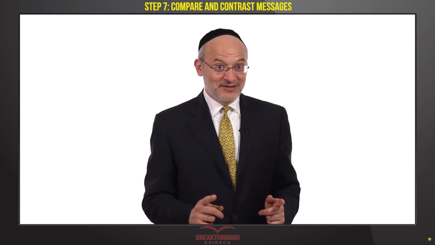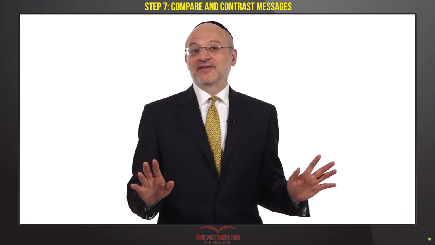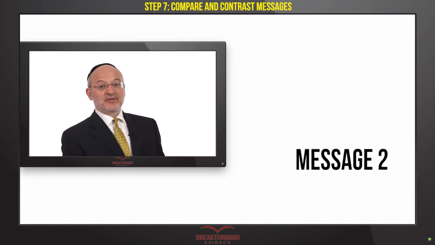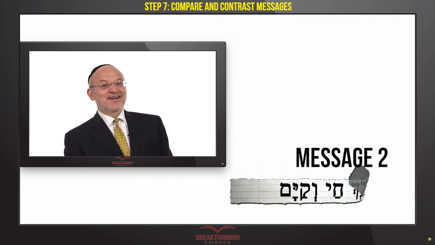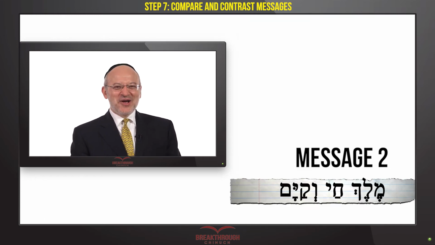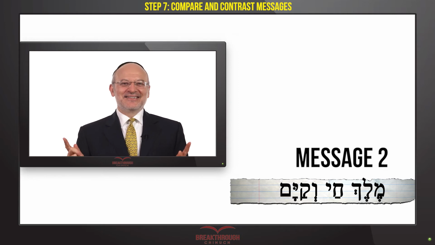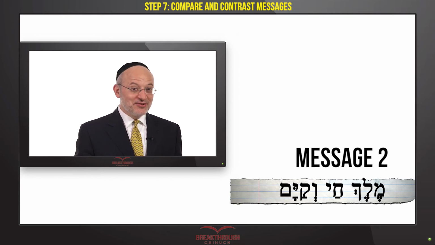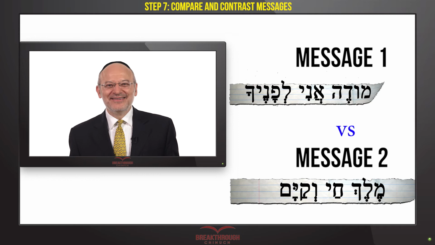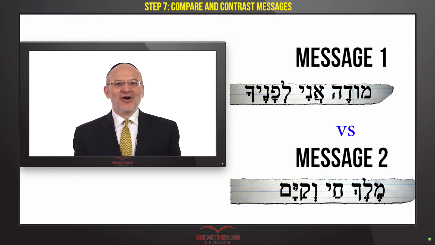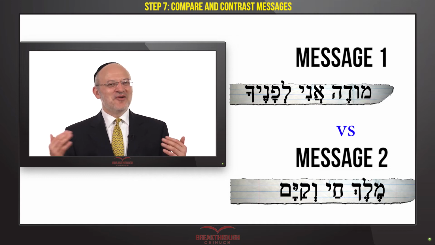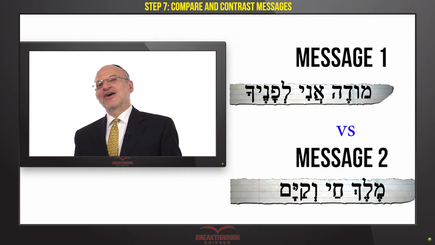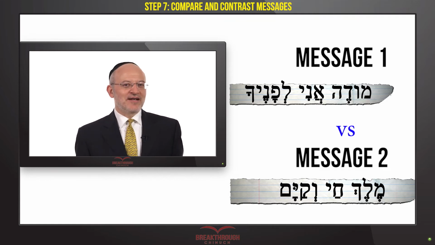What you're now going to do is ask a very simple question. In message number 2, where it says Melech Chai V'Kayam, what is being added in message number 2 that you don't have in number 1? Get the kids to figure this out. What is line number 2 in the Modeh ani adding to line number 1 that's not included in line number 1?